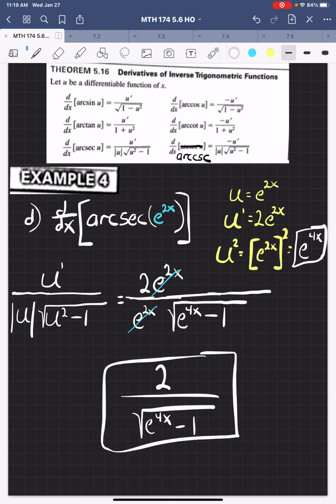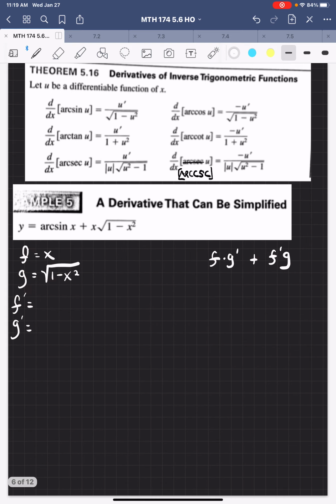I grant you that's not exactly interesting, but again, we're just going through some motions here, right? We're just kind of doing some reps, developing some new derivative skills.